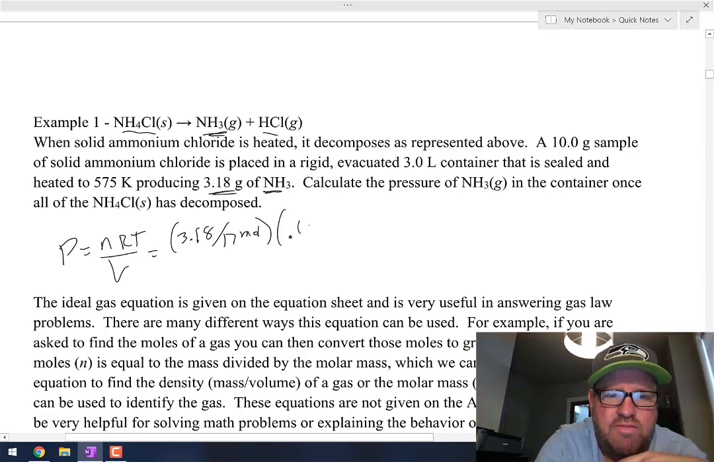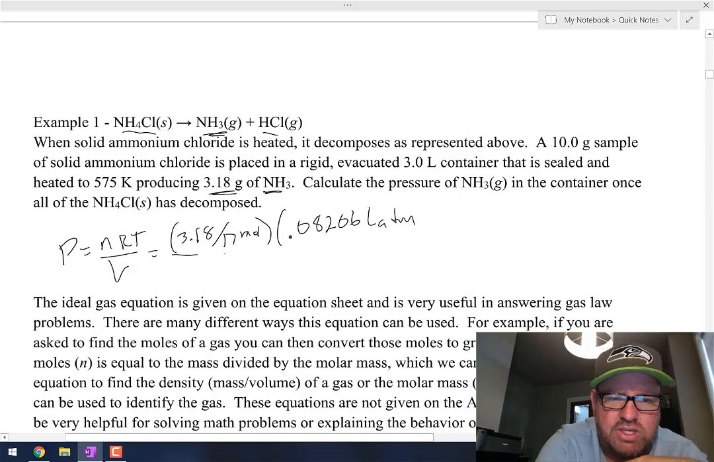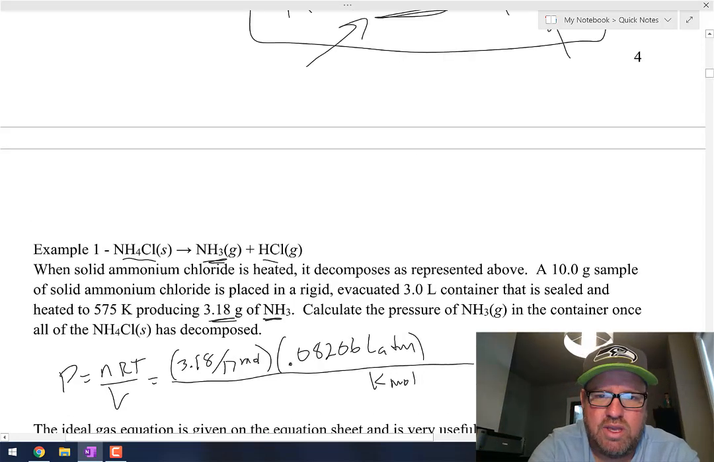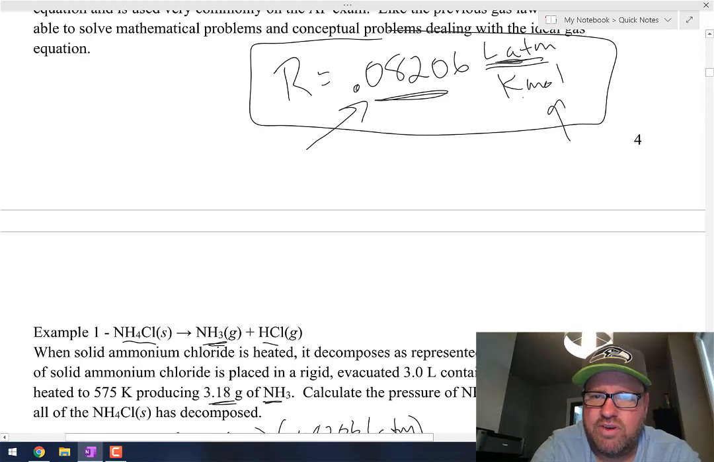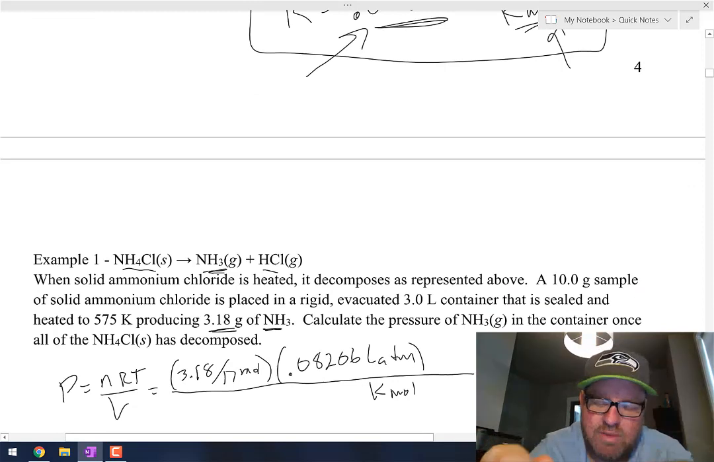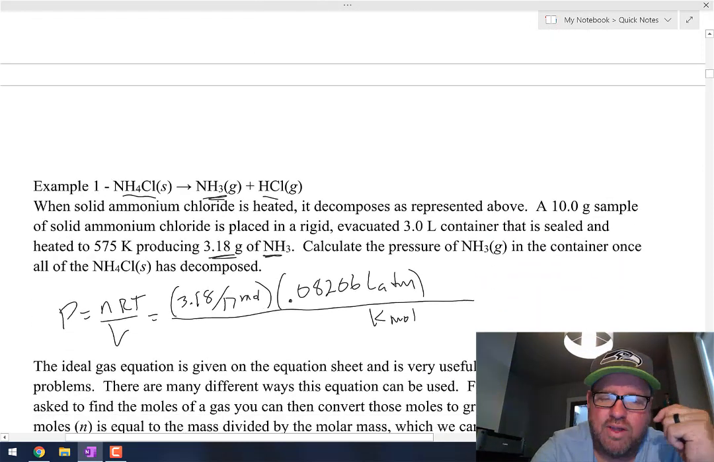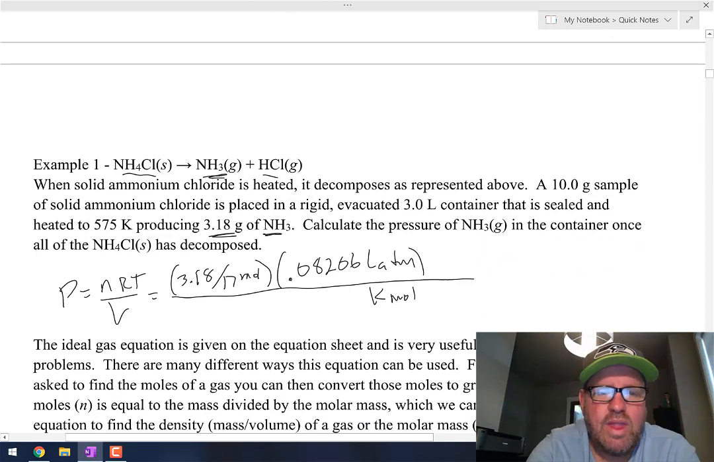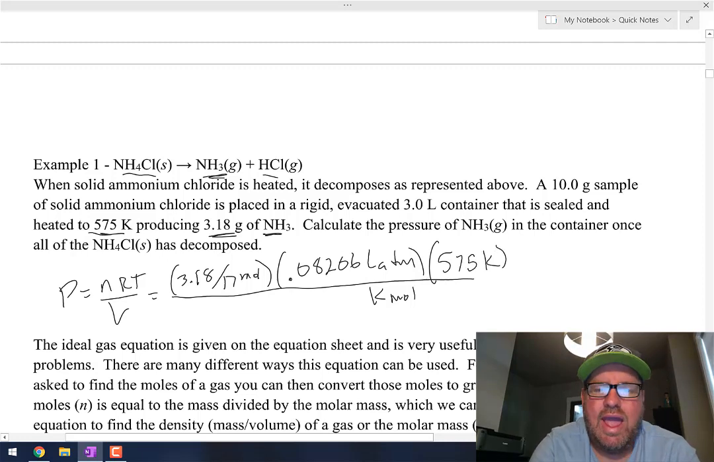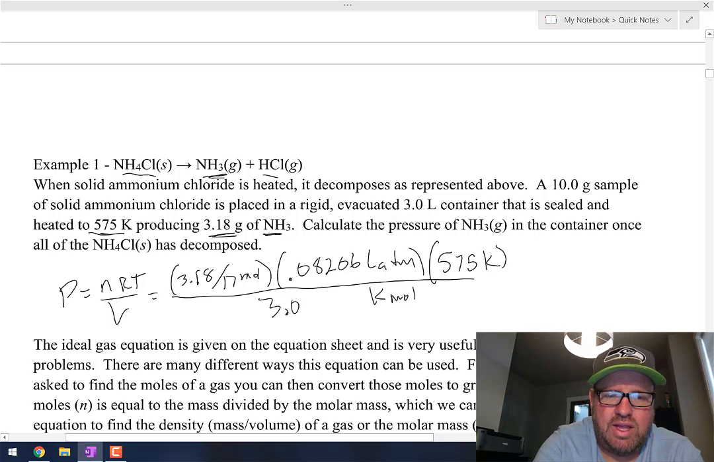And then I put the R value, 0.08206 liters atmospheres, watch how I do this, over Kelvin mole. You'll see why, and that is the correct way to do that. Notice up here when I wrote it, it's liters atmospheres on the top, Kelvin mole on the bottom. If you put R on the bottom, then you put liters atmospheres on the bottom and the Kelvin mole part on the top. Okay, and then we've got the temperature. It does say 575, and that's already in Kelvin, so we're good there. And then the volume is a 3-liter container.